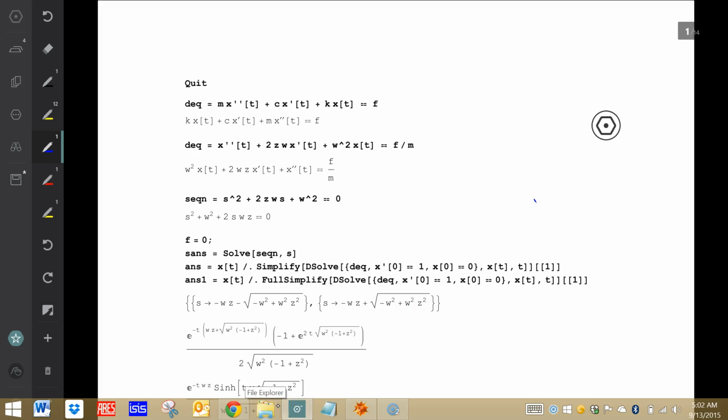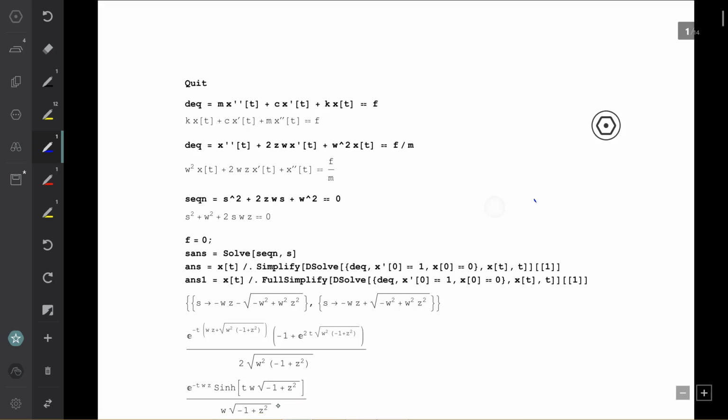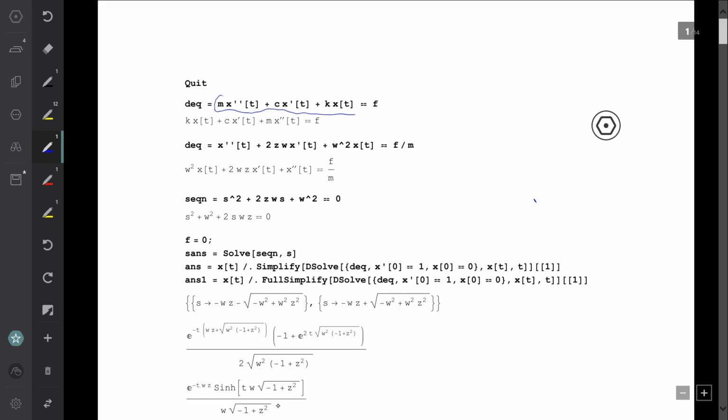Okay, this was an example of the things that I'm expecting you to be able to do for the class. And what we do is we're going to begin with a differential equation, which is right here. This is obviously in Mathematica. So this is your differential equation.